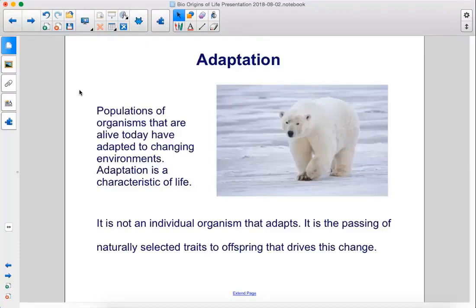Populations of organisms that are alive today have adapted to changing environments. Adaptation is a characteristic of life. It is not an individual organism that adapts. It is the passing of naturally selected traits to offspring that drives this change.